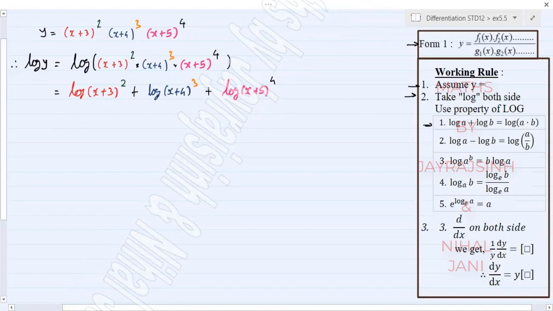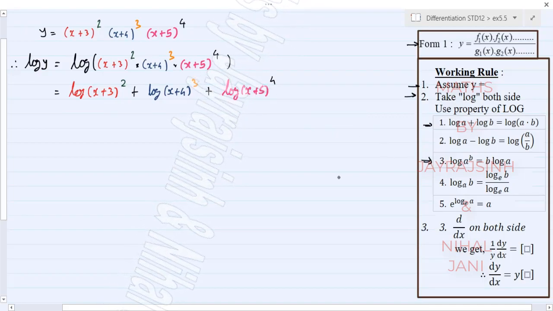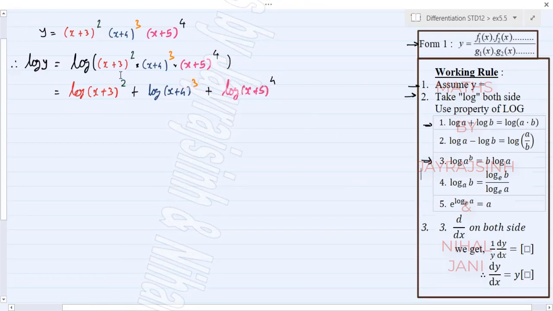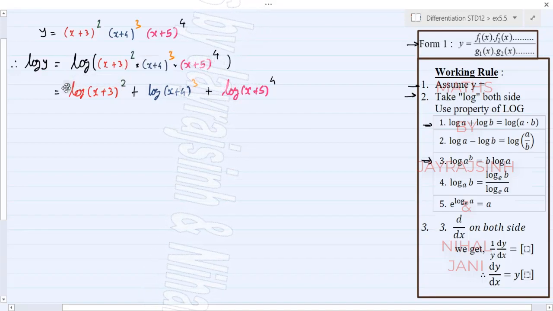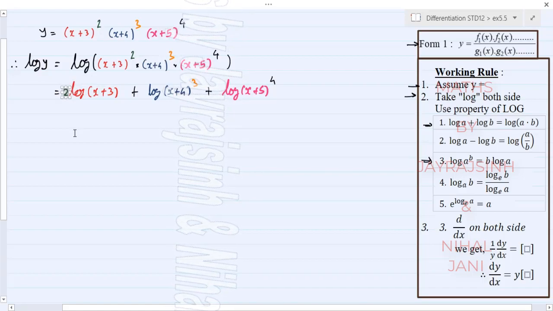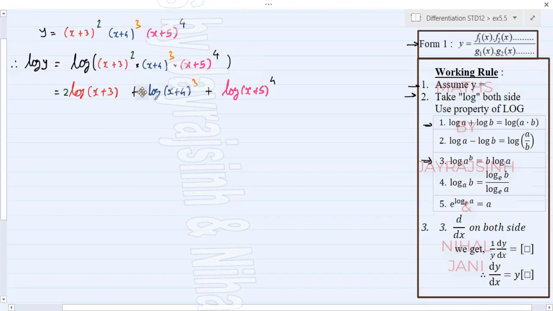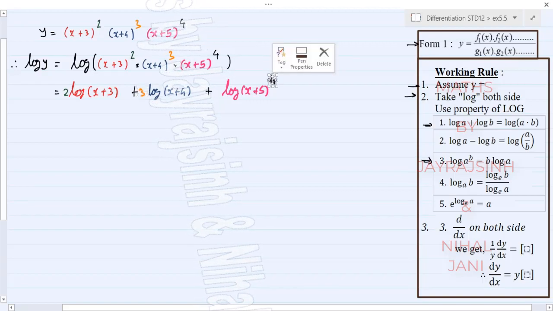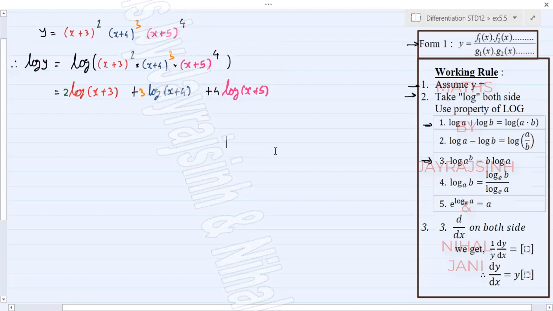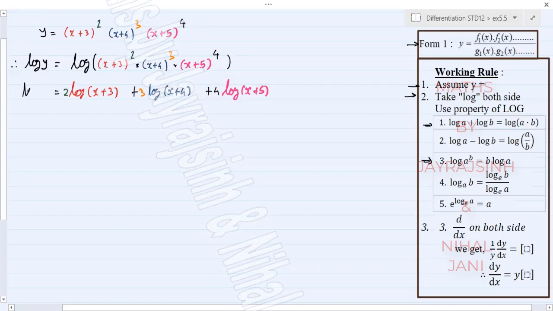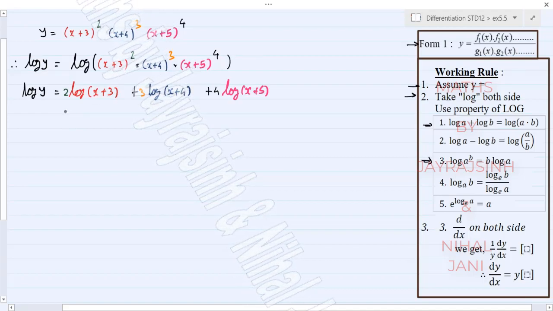Now, for further simplification, let's use the third property, in which the power of our term can go in multiplication of log. Similarly, this 3 will also go in multiplication of log, and the power of the last term will also go in multiplication of log. So here we get the simplified form of log y, right?